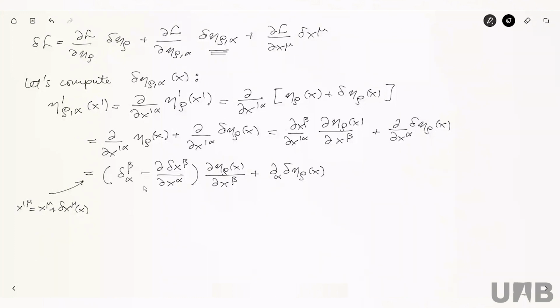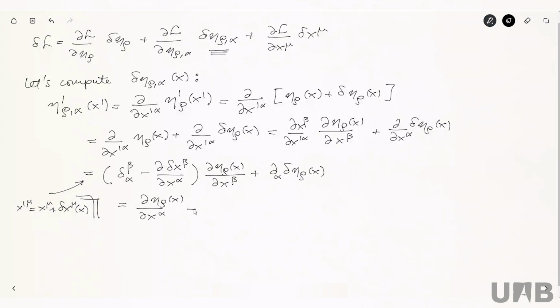So let's collect all the pieces, right? The delta term with this guy fixes this β to be α. So this is the derivative α. Let me just make it explicit. Soon I will have to write a little less, because otherwise the formulas are going to be very long. But this first term is going to be the derivative of η_ρ of x with respect to x^α. That's the first term.